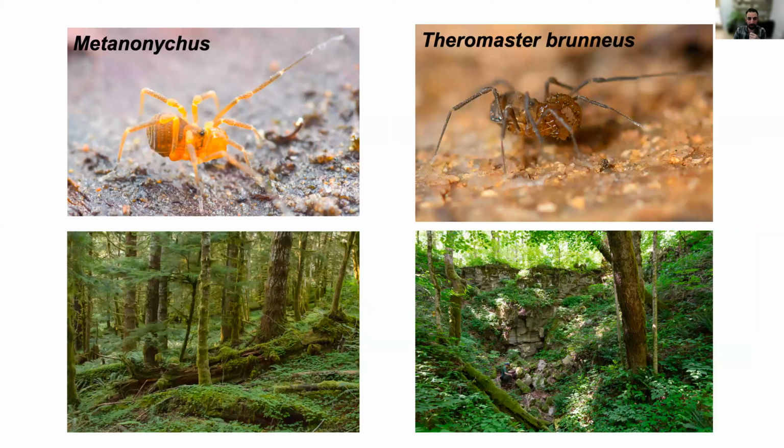So why can we do this? Because Metanonychus and TheraMaster have the same biological and ecological characteristics, the same microhabitat preferences, and the same mode of speciation. Therefore, they should have the same underlying genetic patterns associated with populations and species.